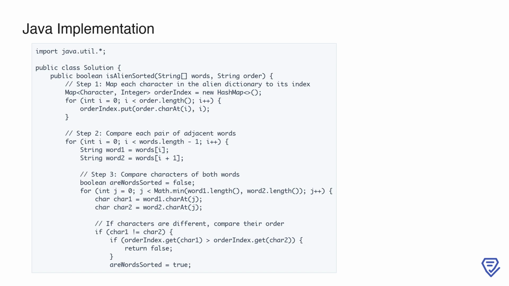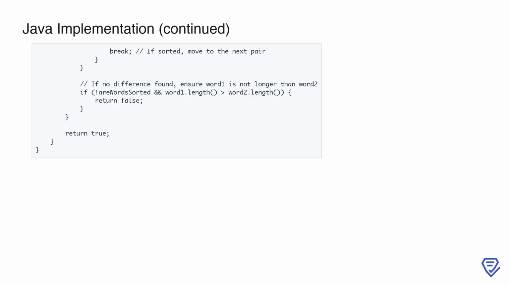To compare the words, we iterate through their characters up to the length of the shorter word, comparing character by character. If we encounter two different characters, we use the order index map to check their relative positions in the alien dictionary. If the character from word1 comes after the corresponding character in word2, it means the words are not sorted, and we return false. Otherwise, we set the isWordSorted flag to true, as the words are in the correct order up to this point. If we determine that the characters are sorted, we break out of the character comparison loop and move on to the next pair of words.